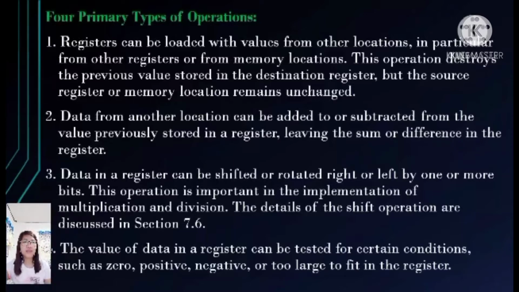Number 3, data in a register can be shifted or rotated right or left by 1 or more bits. This operation is important in the implementation of multiplication and division. Number 4, the value of data in a register can be tested for certain conditions such as 0, positive, negative, or too large to fit in the register.